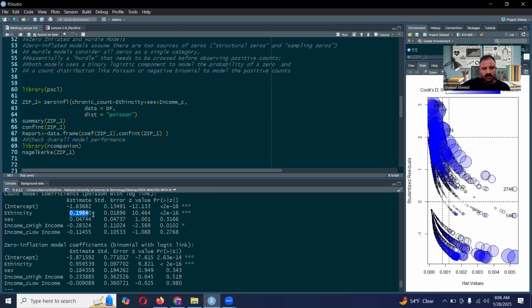It means a one unit change in the ethnicity value, changing the value of ethnicity from one category to another. Although we need to just adjust the ethnicity as factor. So we will see three categories. I think ethnicity is not a dummy variable. So let's see what happened.